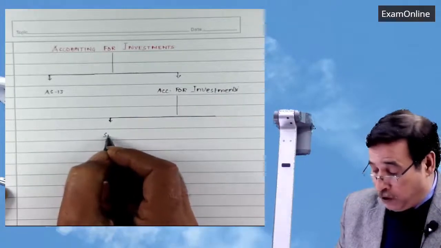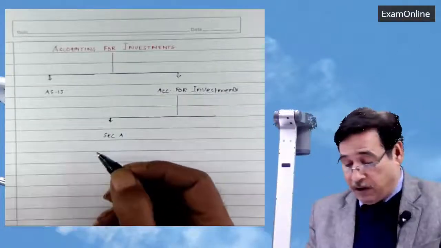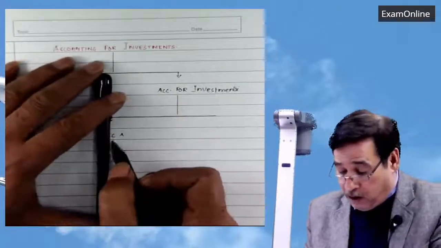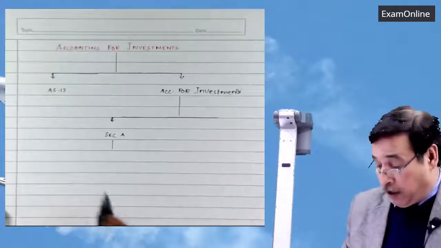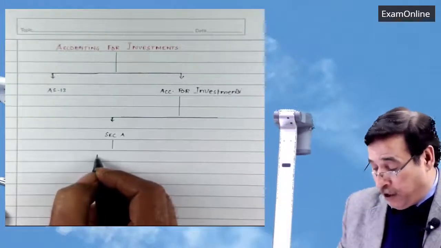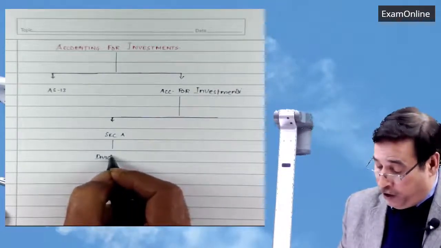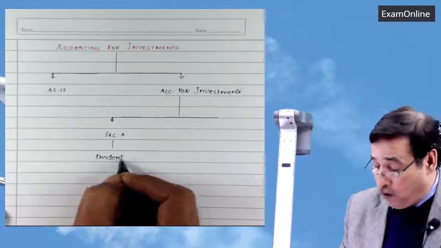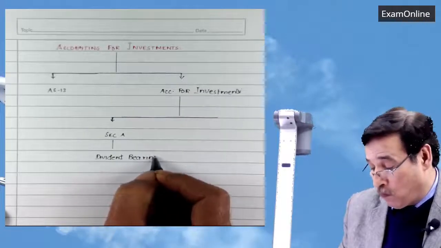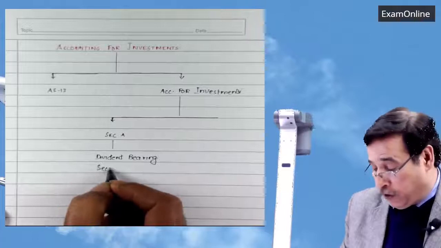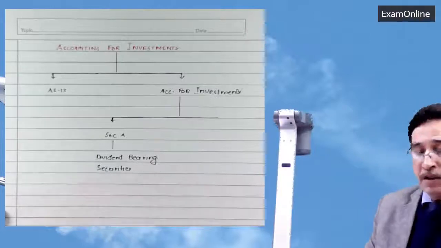Section 1 or Section A, whatever it is, under it we have covered the questions related to dividend-bearing securities. That means when we say dividend-bearing securities, we are talking about investment in shares. Nearly 14-15 questions we have encompassed under it.